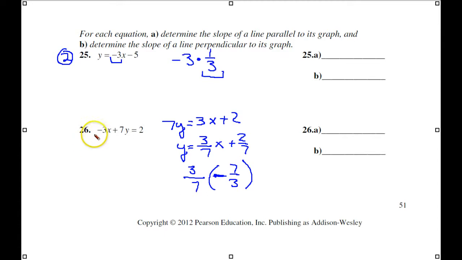Now in number 26, we see it's in form 1. We want to put it in form 2 by solving for y. So we transpose the negative 3x, it becomes a positive 3x. The 2's already there, we divide by 7. So this would be the slope of a line that's parallel to this. And then its negative reciprocal, or opposite reciprocal, would be this. So this is A, this is B.